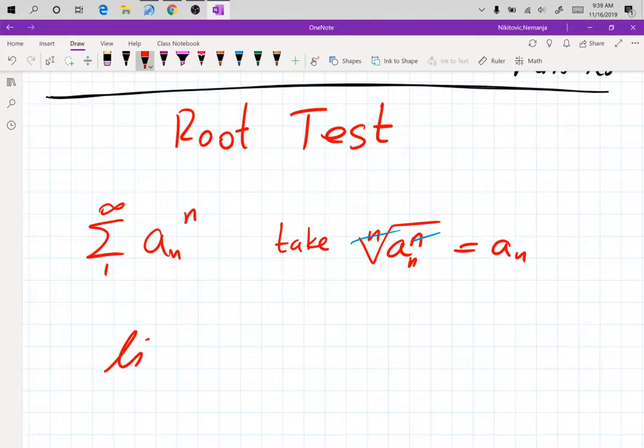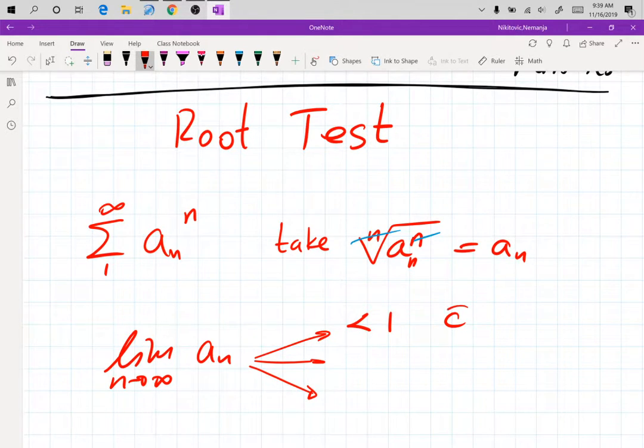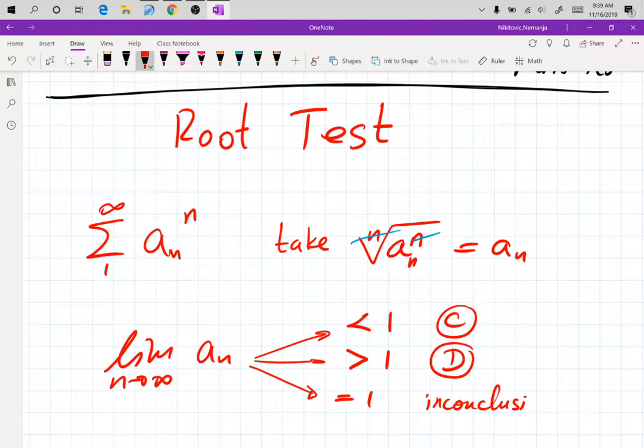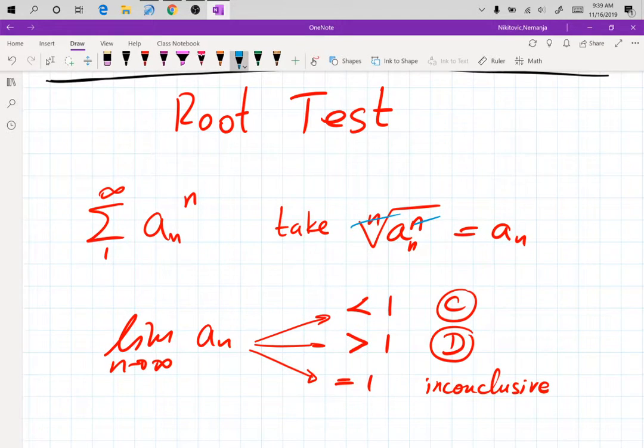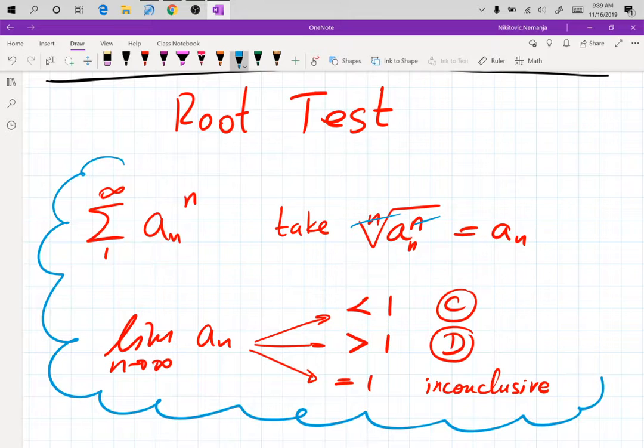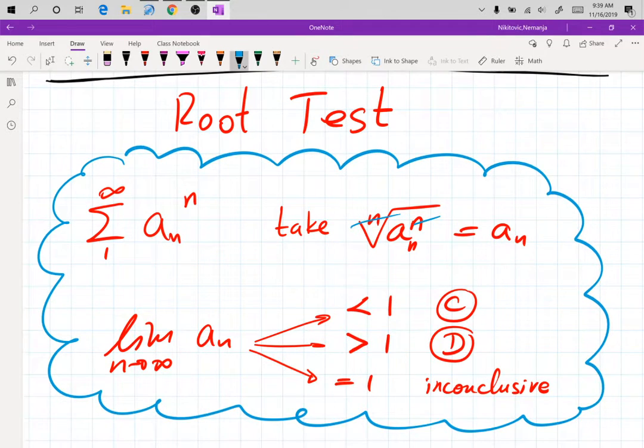Now just do the limit as n goes to infinity of a_n, and you have the same three possibilities: less than 1, converges; more than 1, diverges; equal to 1, inconclusive. So same conditions as the root test. Same conditions as the root test, except that you have to cancel this one.